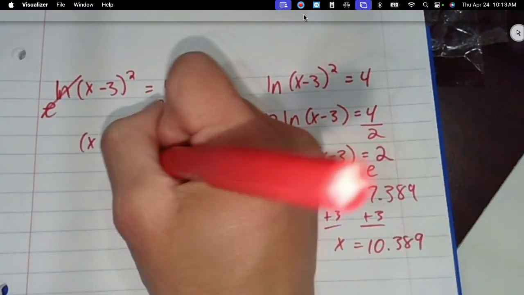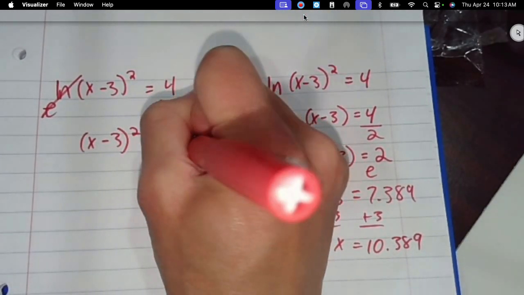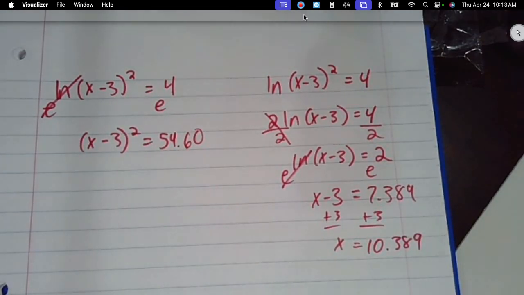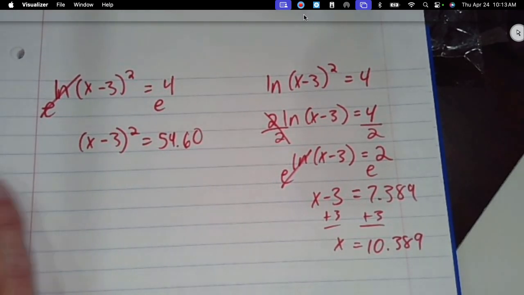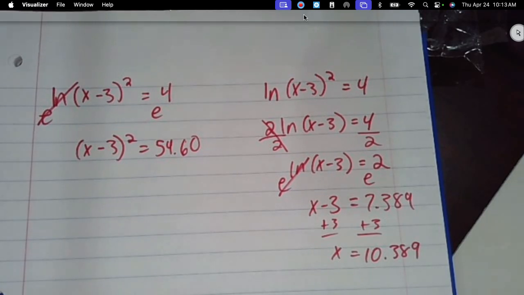It is 4.59. 54 point, I'll put 60. It kind of rounds up to, okay? How do you get rid of a square? Square root. I'm going to square root, and I'm going to go up to that number.